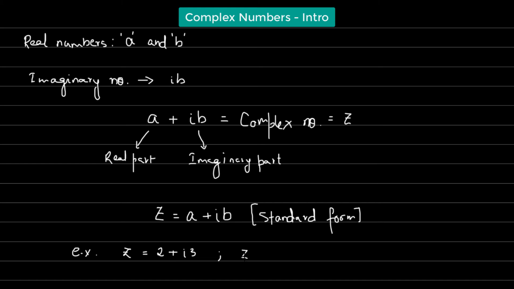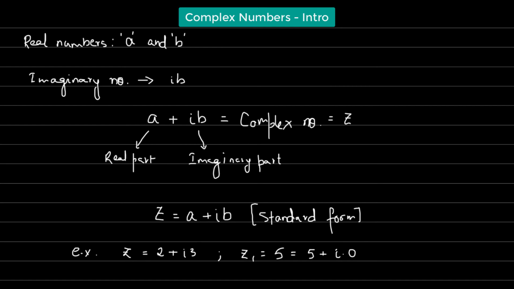If we have another complex number, Z1 equals 5. Now 5 is a real number. What we can do is rewrite 5 as 5 plus I times 0. So I times 0 means what? It's simply 0. That means we have the imaginary part equal to 0. So a real number 5 can be written in the standard form.